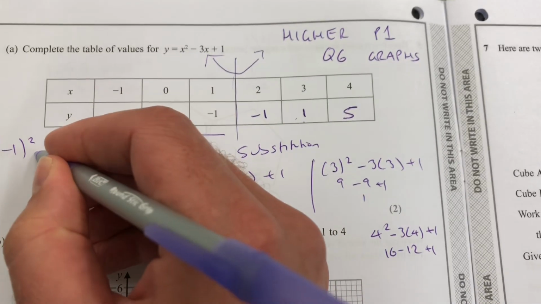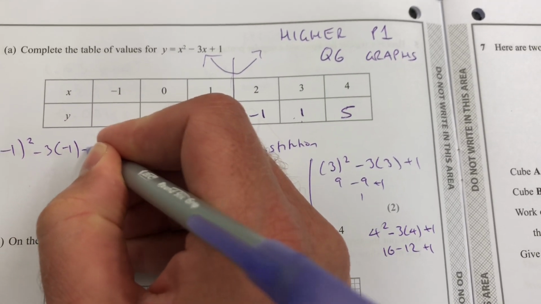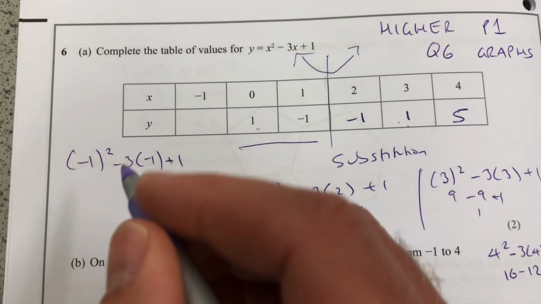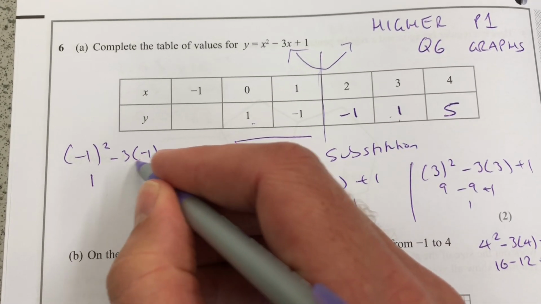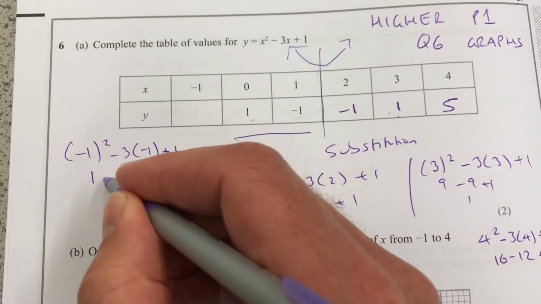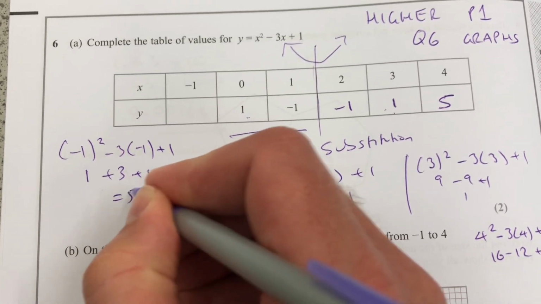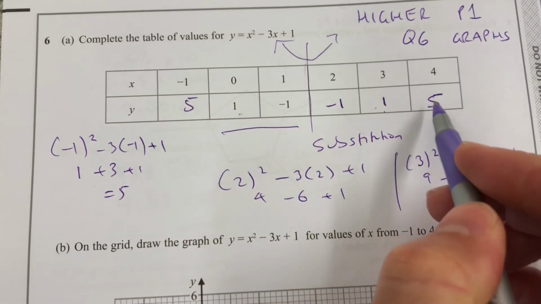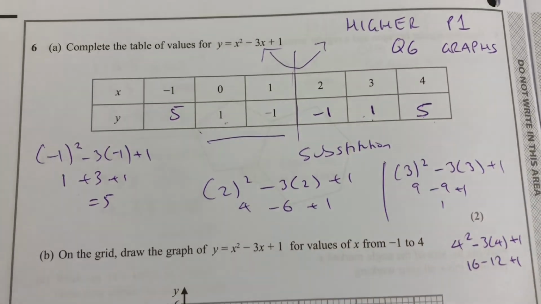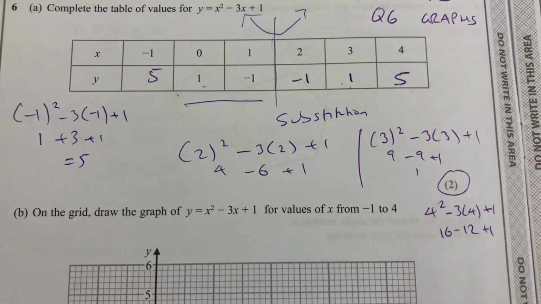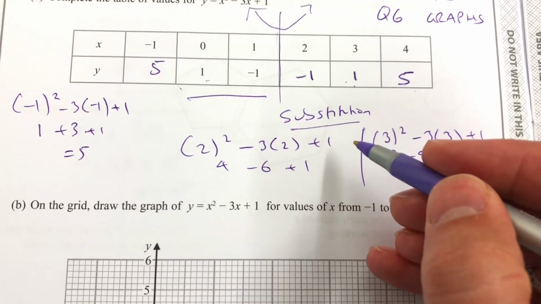Minus 1 squared minus 3 times minus 1 plus 1. So now minus 1 squared is 1. The negatives here are going to cancel each other out. So it's going to be plus 3 plus 1. And we get 5 again. So we're getting a nice reflection, some symmetry there. So that's 2 marks. That should all be clear using that technique of substitution.